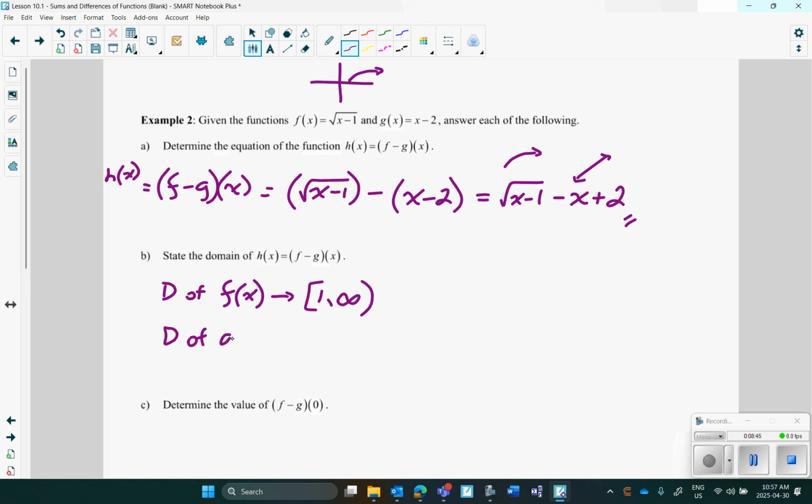What's the domain of g of x? Well, if it just has an x in it, you guys, just remember, it's just a line. It's very simple. Okay, if it's got an x squared, it's a parabola. If it's got an x, it's just a line. So a line goes every direction forever.